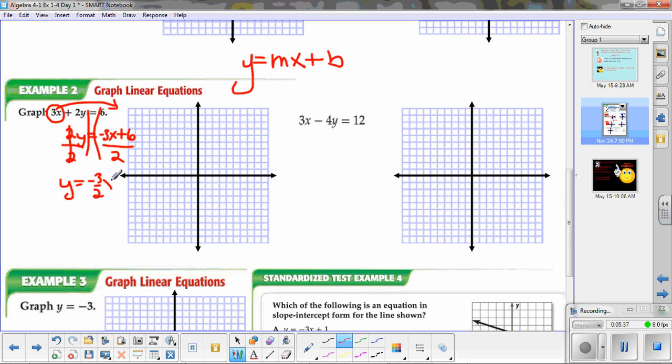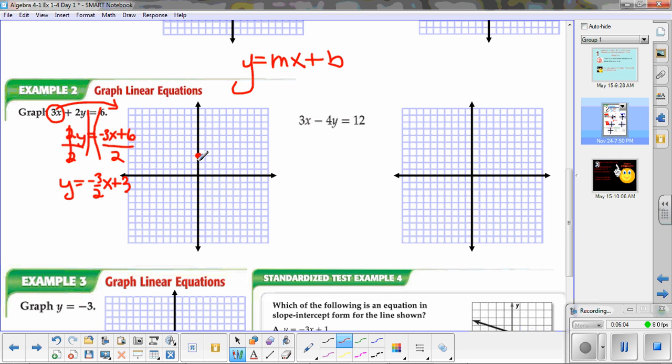I'm going to just leave it as a fraction because graphing with the slope as a fraction is actually very easy. And then we have a positive 6 divided by 2. Positive 6 divided by 2 is 3. So in slope-intercept form, we have y equals negative 3 halves x plus 3, which means we're going to go up to 3 on the y-axis, because that's my y-intercept, it's 3.